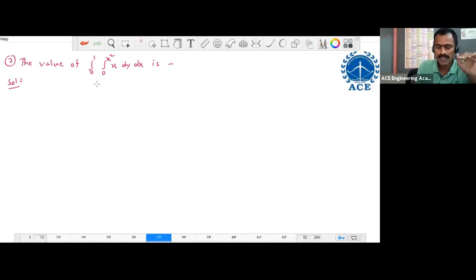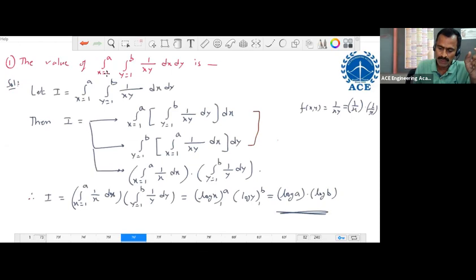The previous problem is also a double integral. Here limits are given; in the previous problem also limits were given. Here the main difference is that the limits are variable limits. In the previous problem limits were constant limits only. The other difference is that in the previous problem the limits were specified: 1 to a for x, 1 to b for y.